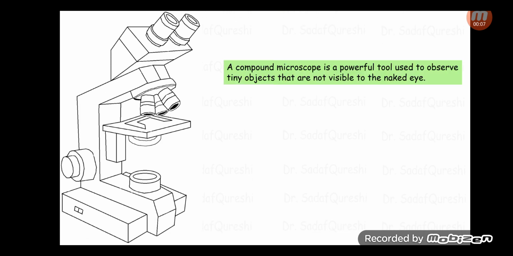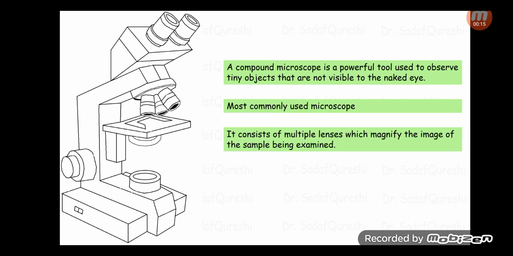A compound microscope is a powerful tool used to observe tiny objects that are not visible to the naked eye. It is the most commonly used type of microscope. It consists of multiple lenses which magnify the image of the sample being examined.